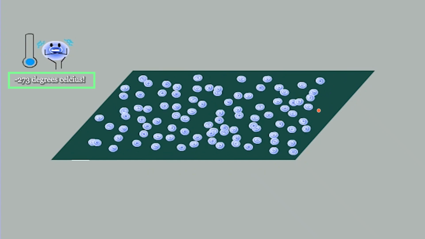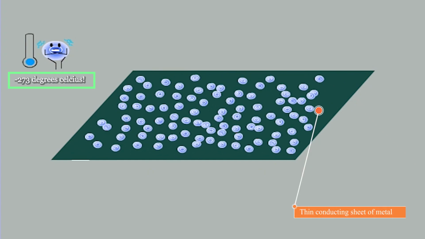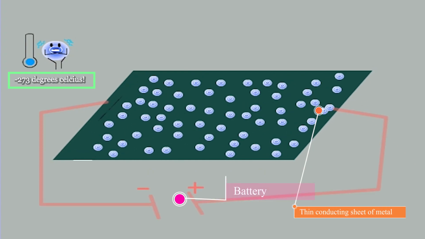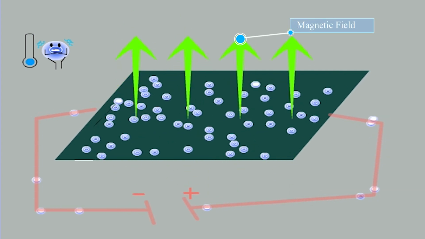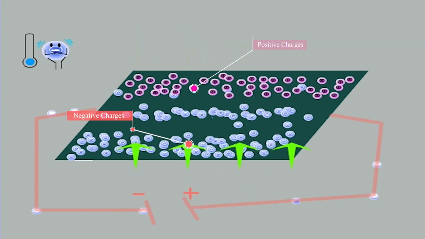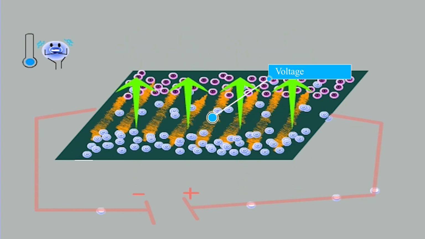Say we have a thin, cold sheet of metal in which the electrons are free-flowing at the surface, and with the battery flow towards the positive end. Applying a strong magnetic field makes the electrons curve to the sides. This splits the charges. The attraction between charges induces voltage.